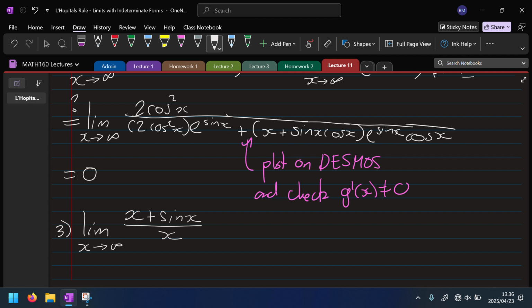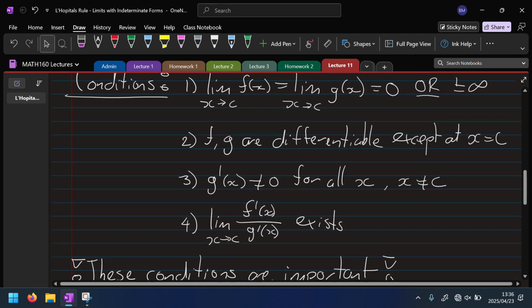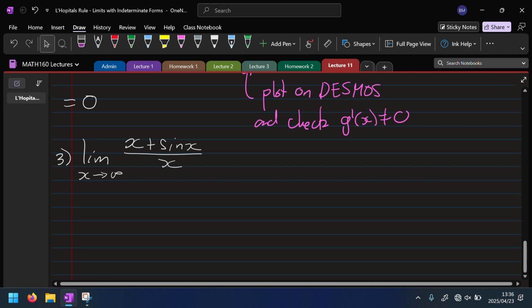X goes to infinity, it's positive. So it's non-zero. That's fine. So we go through the whole list over here. We've checked everything except that last thing. Let's go and check that. Everyone with me on checking those 3?